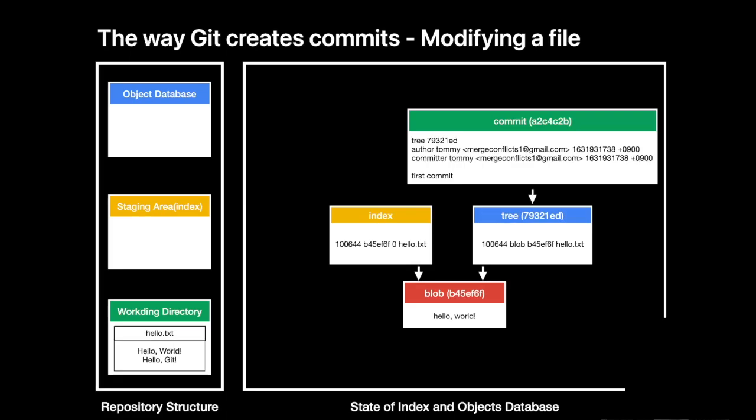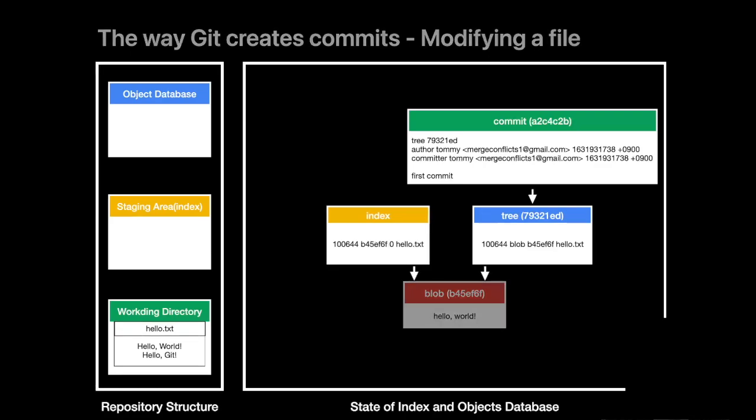Now, let's add the sentence hello Git to the hello file. The hello file has been modified, but as shown in the right diagram, the state of the index and the object database remains the same as before. The current changes exist only in the working directory and have not been reflected in the index, so the state of the index and the object database has not changed.